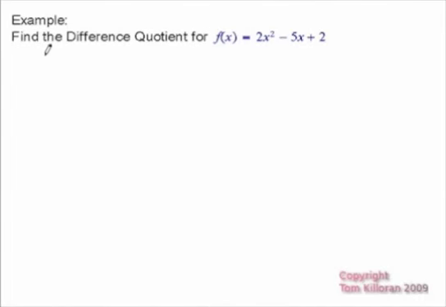Here's an example of finding the difference quotient of a function, in this case a quadratic function. So the difference quotient formula is f of x plus h minus f of x, all divided by h. The only thing that we do not know in this formula is f of x plus h, because we do have f of x, it's right over here, 2x squared minus 5x plus 2, and h is just going to be h, some random number, any size.